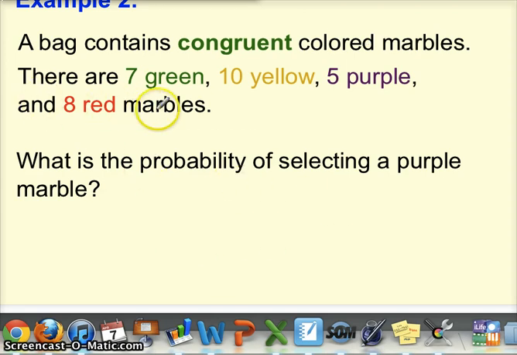So when I look at this example, I see this list of different marbles that are in the bag. And for some reason, I always like to find what's the total amount. If I'm not given the total amount up front, as soon as I see a list, I want to go ahead and find out what that total is. So let's go ahead and do that.